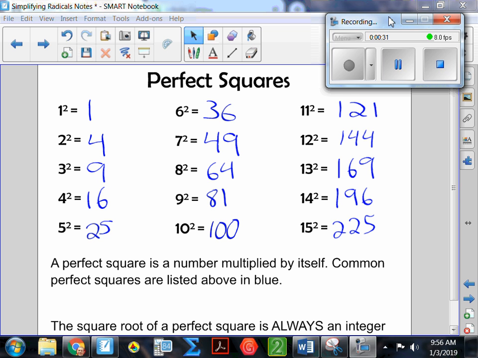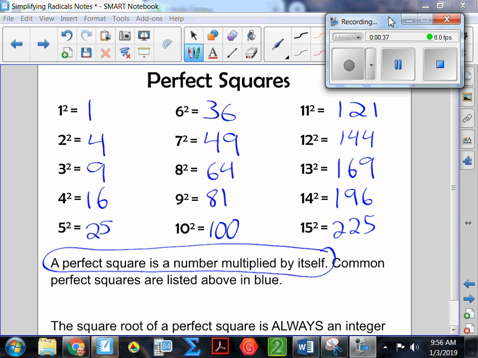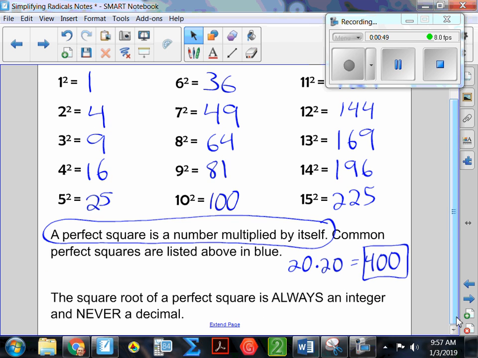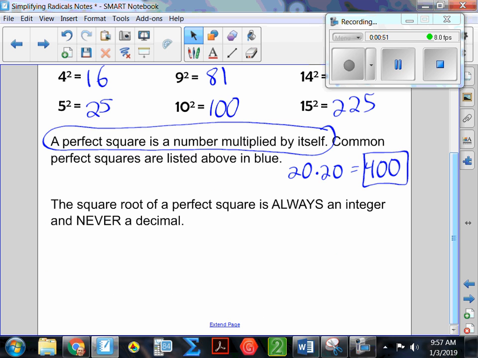A perfect square is a number multiplied by itself. So any number can be multiplied by itself and give you a perfect square. For example, 20 times 20 is 400, and so 400 would be considered a perfect square. The reason we want perfect squares is because of this bottom line. The square root of a perfect square is always an integer and never a decimal.